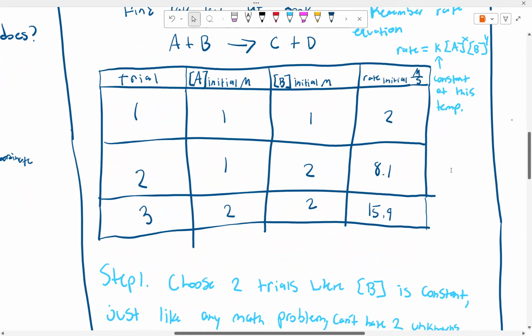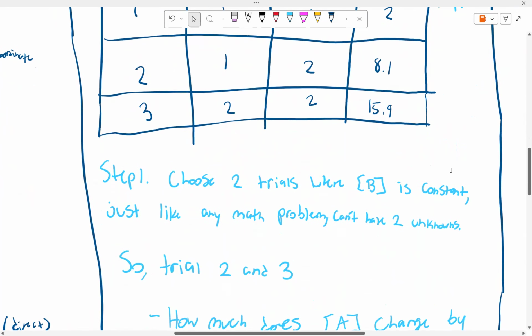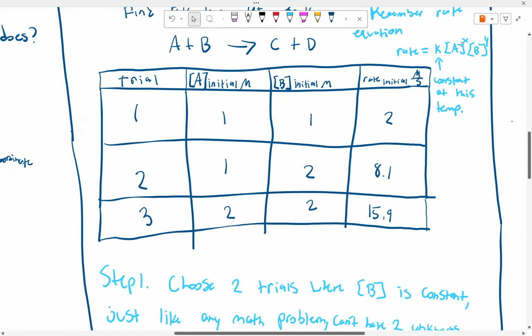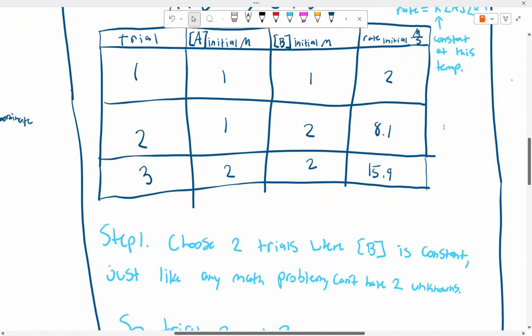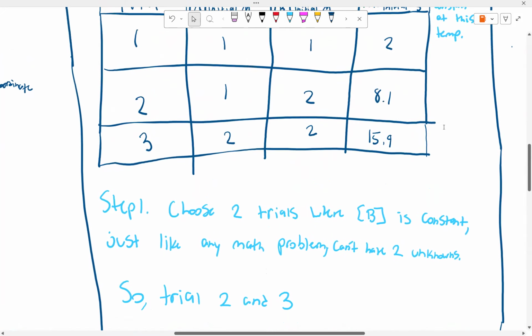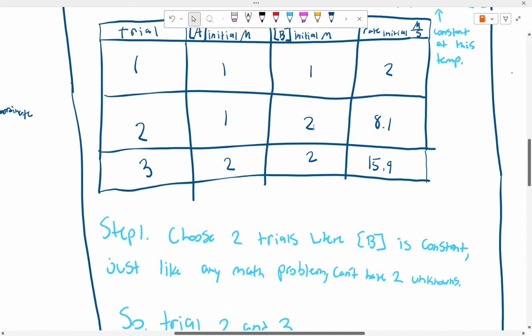So step one is to choose two trials. Since we're trying to find that first x, the order for A, in order to do that we need to choose two trials where the concentration of B is held constant. Just like any math problem, you can't have two unknowns. Because if B were to change, then we wouldn't be able to find x. So trials two and three, B is held at 2.